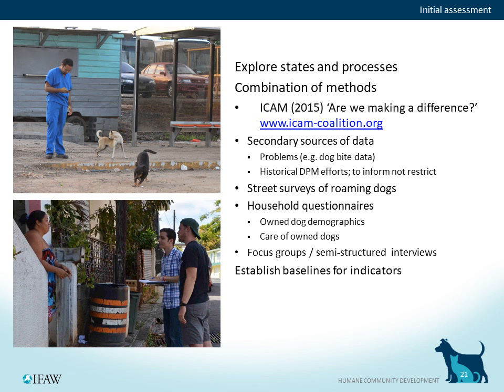So firstly, you can use already existing secondary sources of data, such as those data held by local authorities or hospitals, to explore those problems related to dogs, looking to see whether there are temporal or geographic patterns, or whether there are particular dogs implicated by the data. And that also allows you to look back at historical DPM efforts and evaluate those, not necessarily to be restricted by them, but to learn from them. There will be both successes and failures in what has happened before.